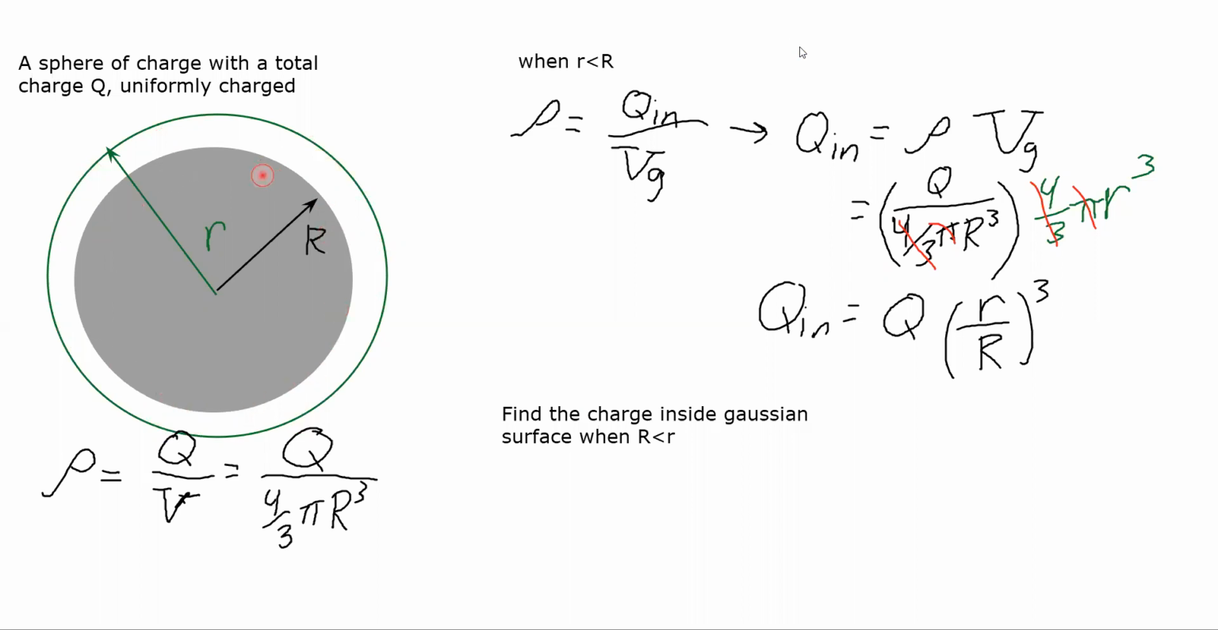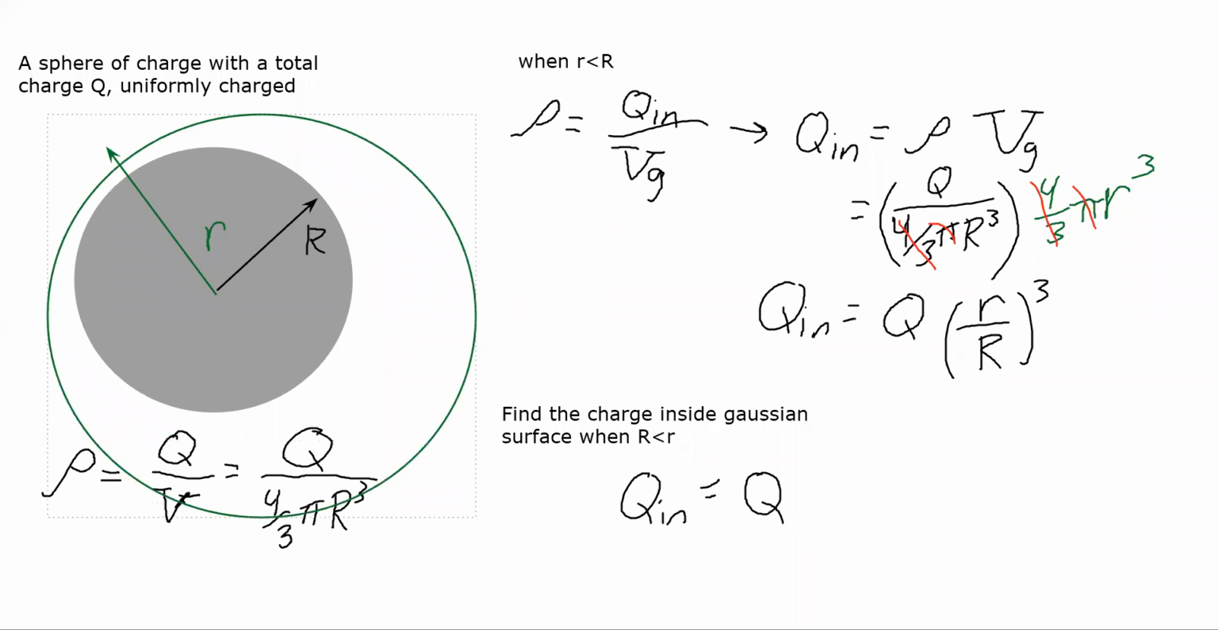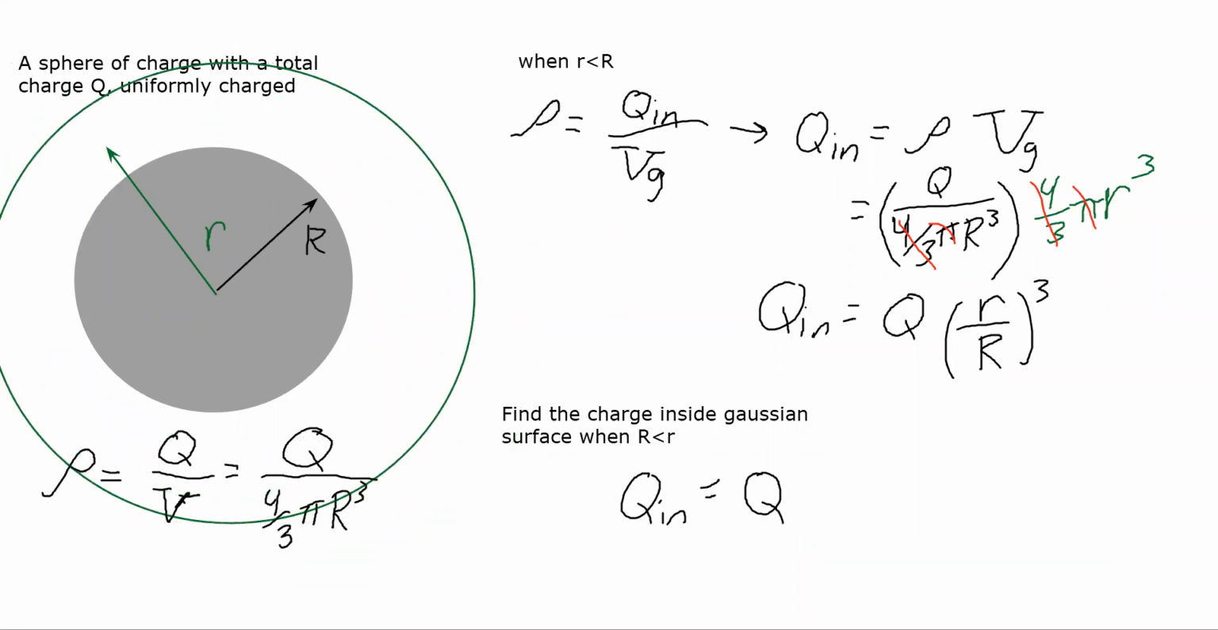So how much charge do I have on this ball? Well, the problem told me, Q. So it's as simple as that. Q inside my green circle is just equal to Q. And it doesn't matter how big that circle gets. If I made my green circle extremely big like this, it's still the same amount of charge in there, because again, all this space here is empty space. All the charge exists within this gray circle.